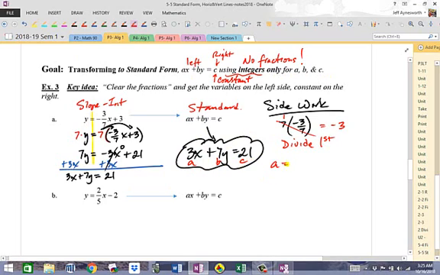Let me be even more clear. A is 3, b is 7, and c is 21. And notice that these are all integers. That's what the directions are talking about here: transform to standard form using integers only. No fractions. Notice there's no fractions in here. And that is your skill.